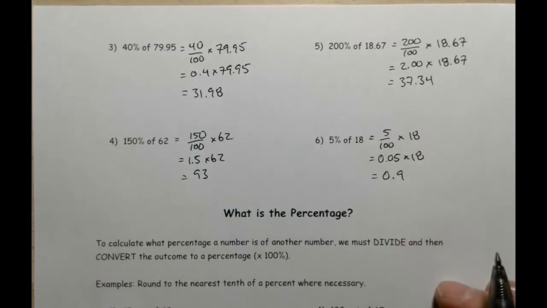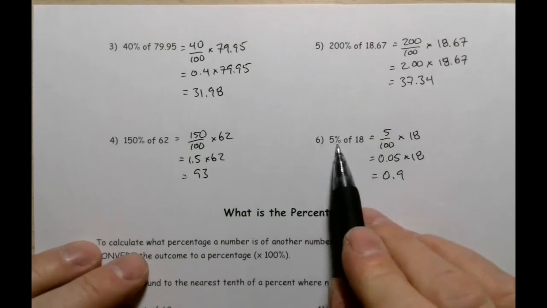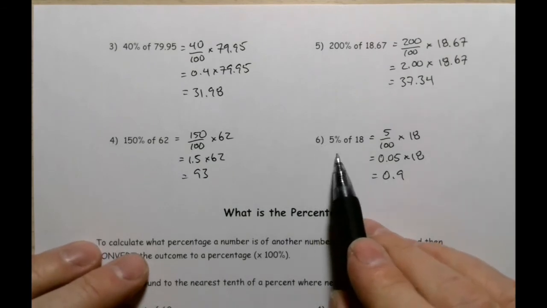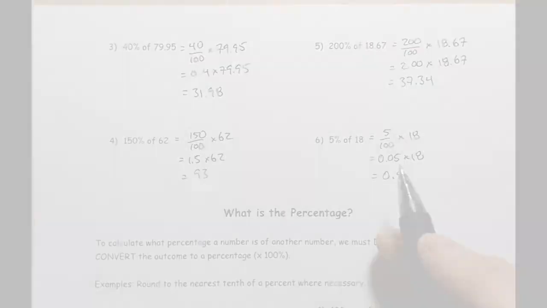And so there you go. It's pretty straightforward. Remember, the percentage symbol there tells you that it's out of 100, and "of" means multiply.